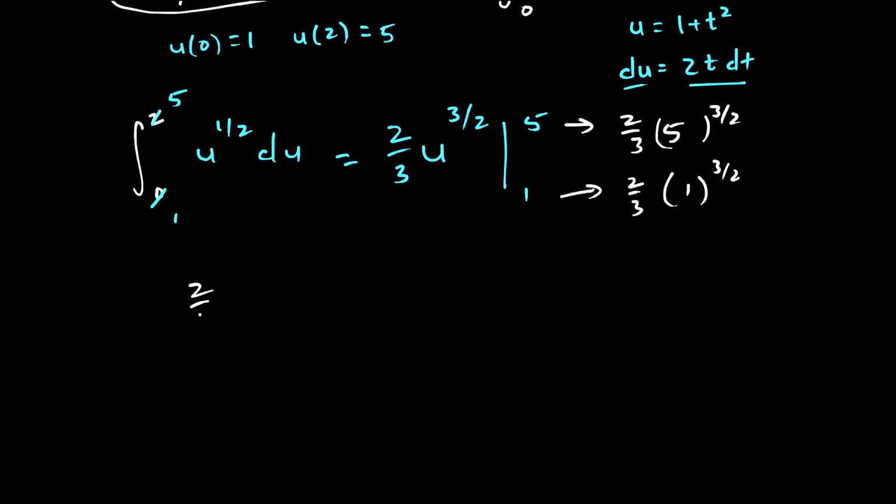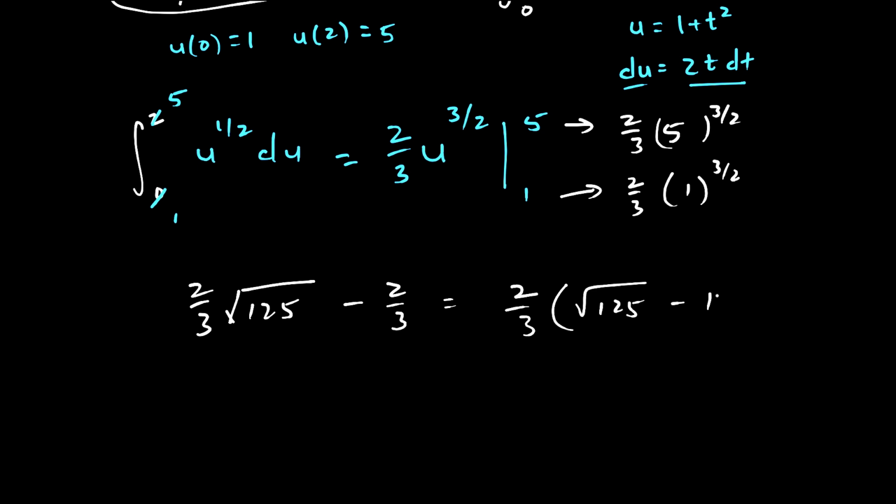So we'll have 2/3, 5 to the 3/2 would be 5 cubed, which is 125 in the square root. So I'll write that as the square root of 125, minus 1 to any power is 1, so it's just going to be minus 2/3. Or we can write this as 2/3 times the quantity root 125 minus 1, which, yes, we can simplify. The square root of 125 is 25 times 5 in the radical. So we can write this as 2/3 times the quantity 5 root 5 minus 1.